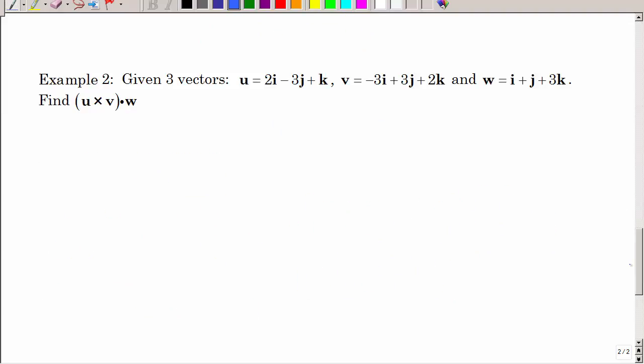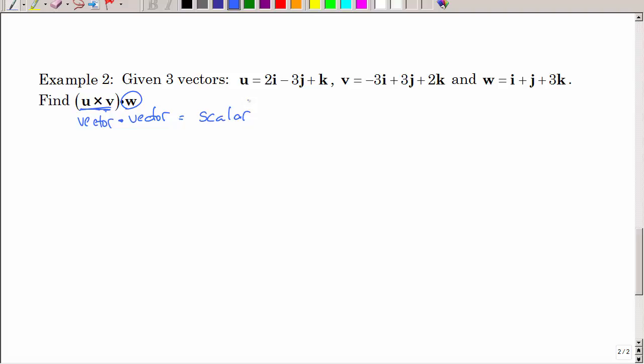So let's look at this example. Given three vectors, u, v, and w, we want to find u cross v dotted with w. All right? So parentheses, order matters, we're going to do that first. Order of operations, remember that's going to be a vector. And then we're going to be dotting with another vector. So what does a dot product give us? A scalar. So our final answer is not a vector, it's going to be just a number.